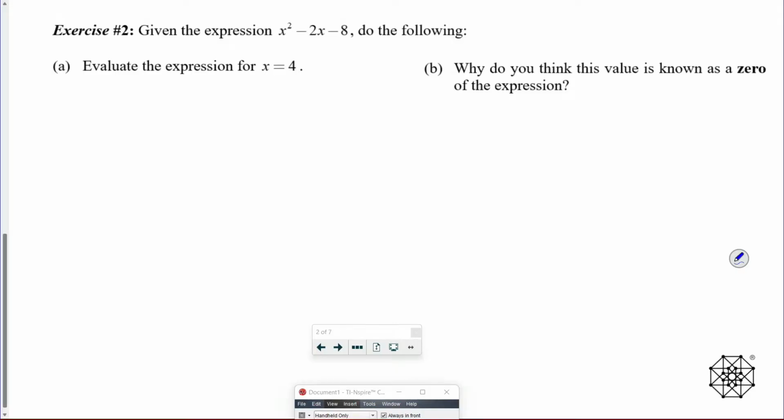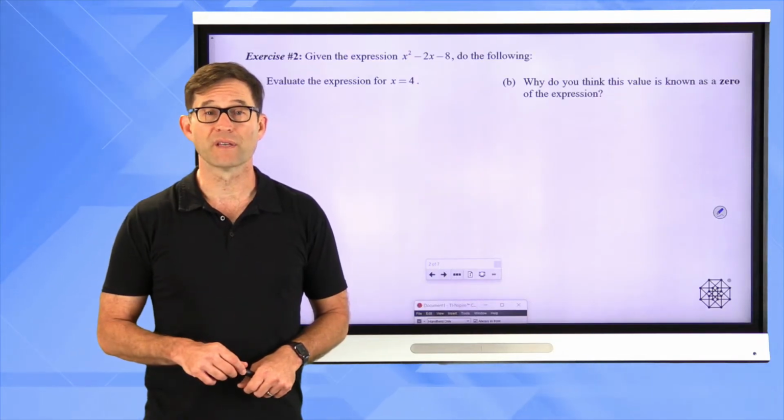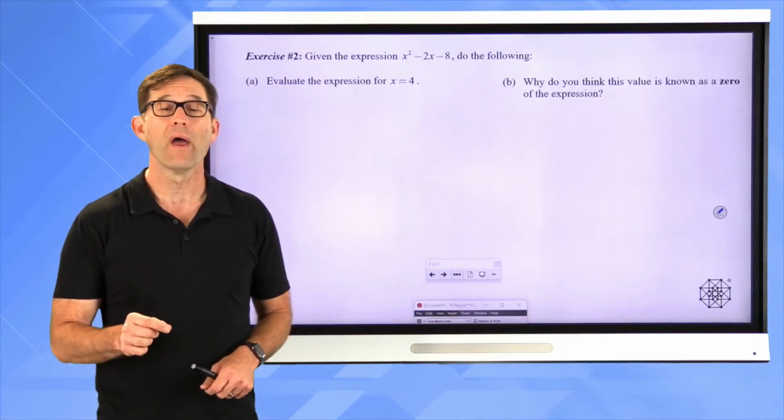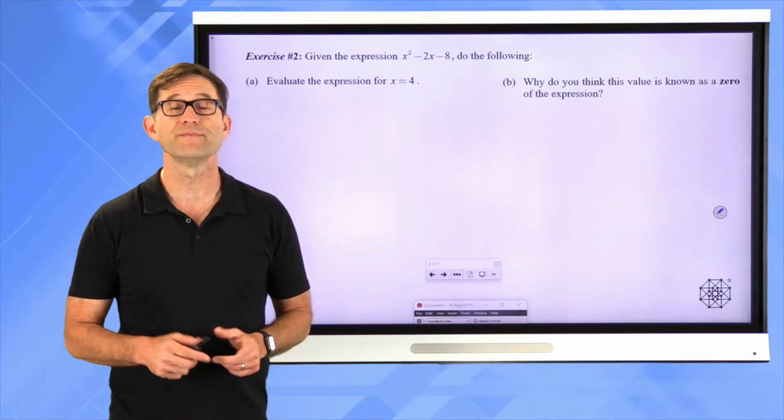Given the expression x squared minus 2x minus 8, do the following. Letter A, evaluate the expression for x equals negative 4. All right, since we've already done one of these together, I'd like you to pause the video now and go ahead and evaluate this expression when x is equal to negative 4. Take a moment.